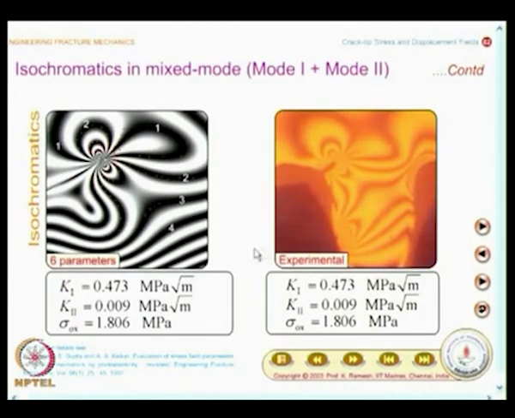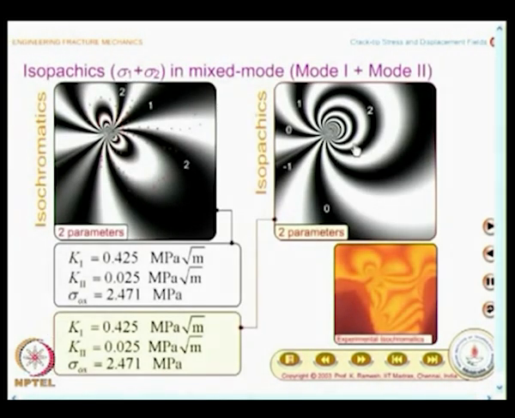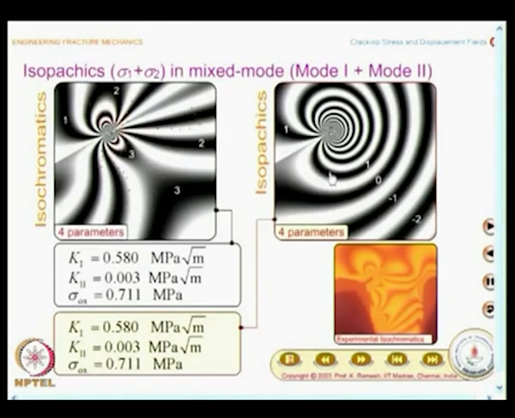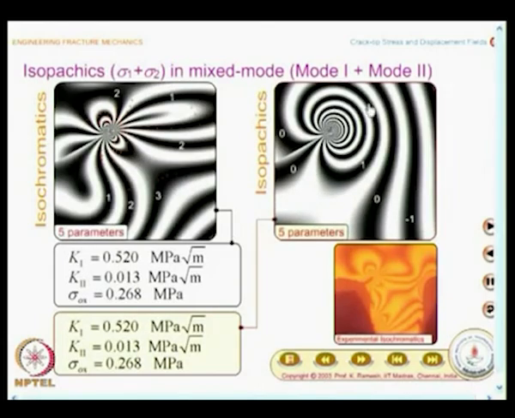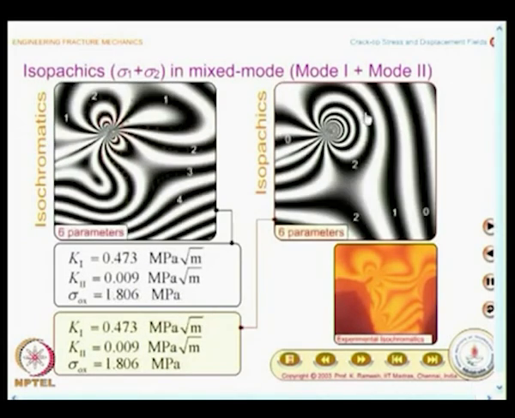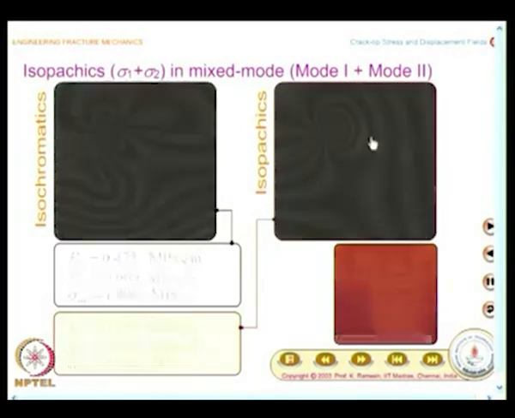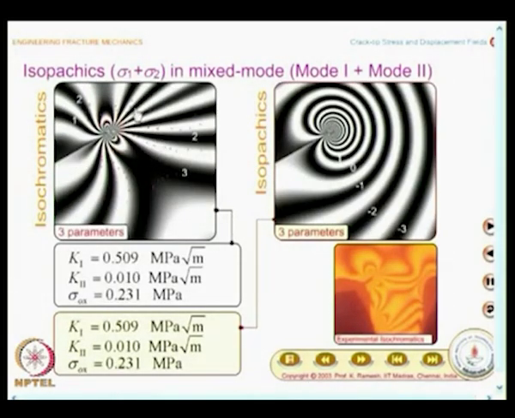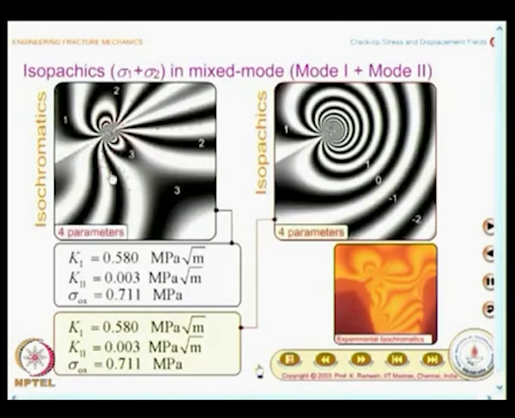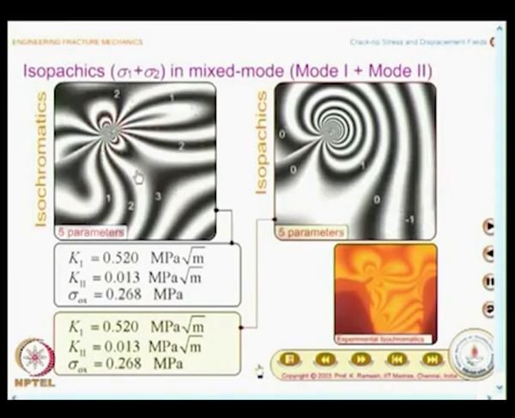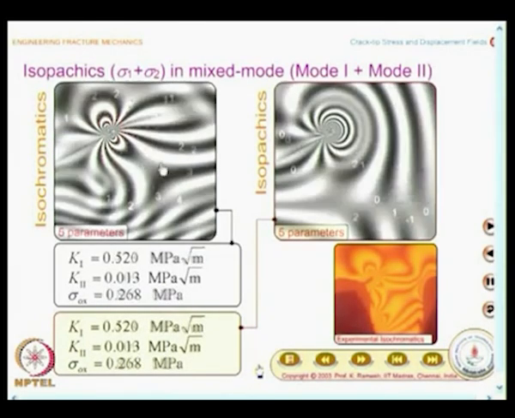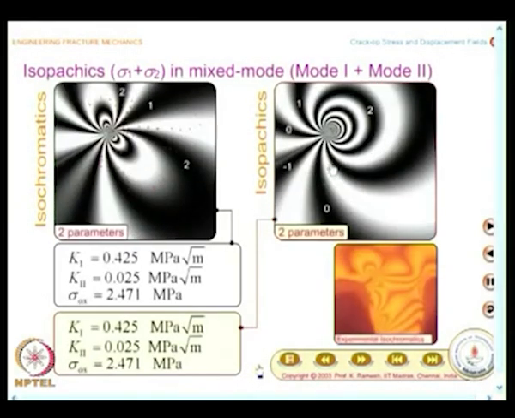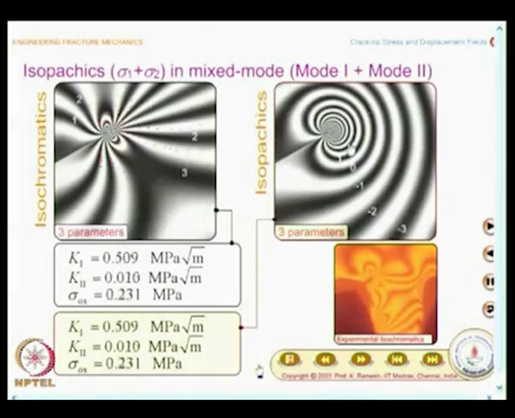Now, we would also look at what is the kind of isopachics, that is sigma 1 plus sigma 2 contours. Here again you will see only the density of the fringes changes, there is no major change in the geometry of the fringe pattern. On the other hand, the geometrical changes of the photoelastic fringe patterns are very significant. You cannot miss that aspect, whereas here you may try to find out some very subtle aspects, but by and large it is only density change.